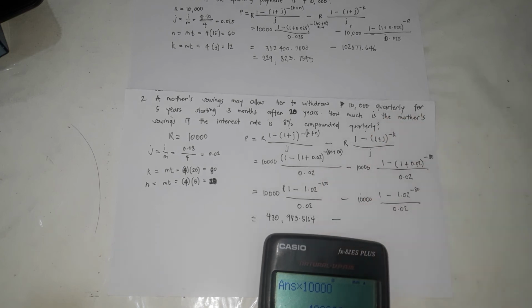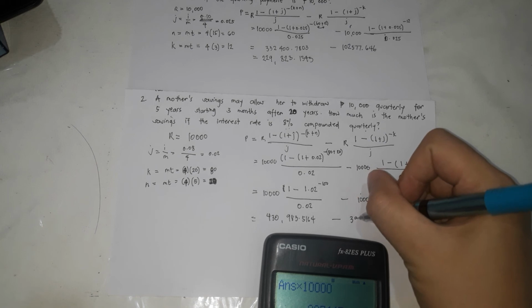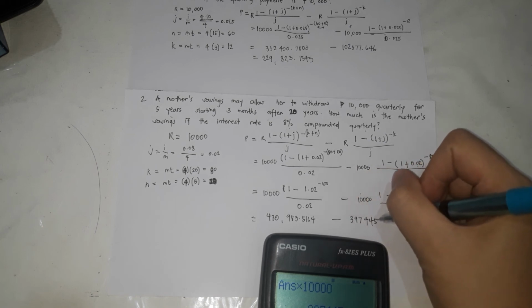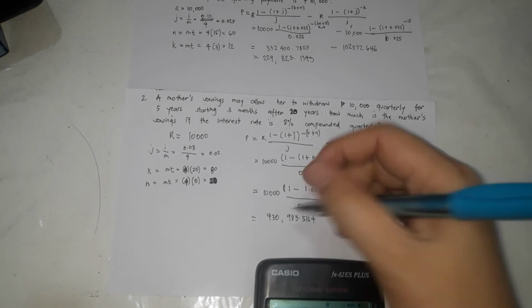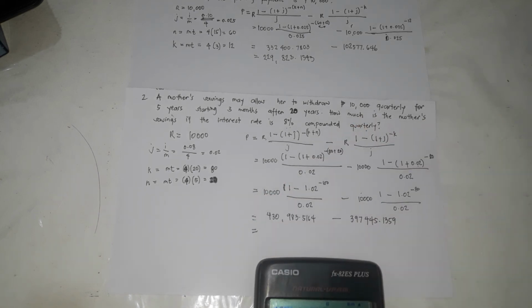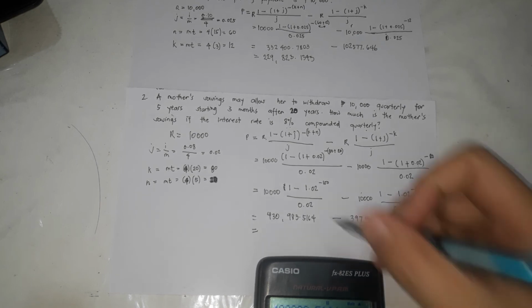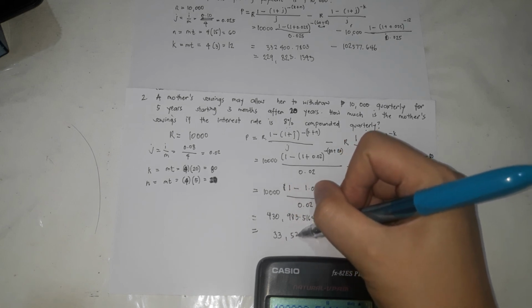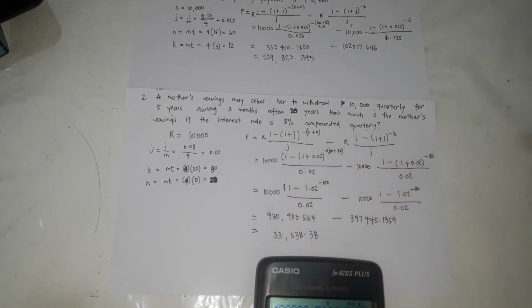430,983.5164 minus 1 minus 1.02 raised to the power of negative 80 divided by 0.02 times 10,000 is equal to 397,445.1359. So 430,983.5164 minus answer is 33,538.38. So that's how much he invested.